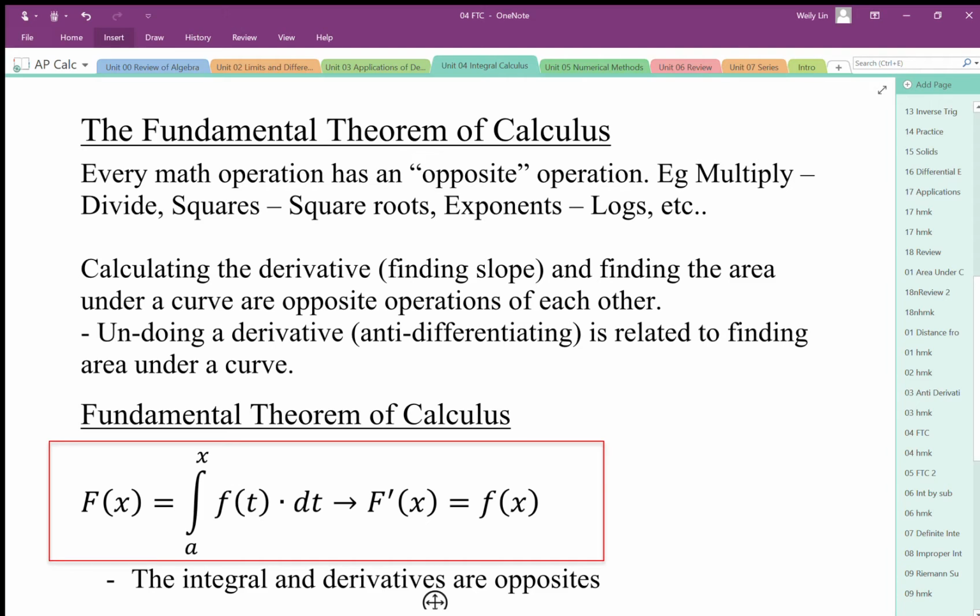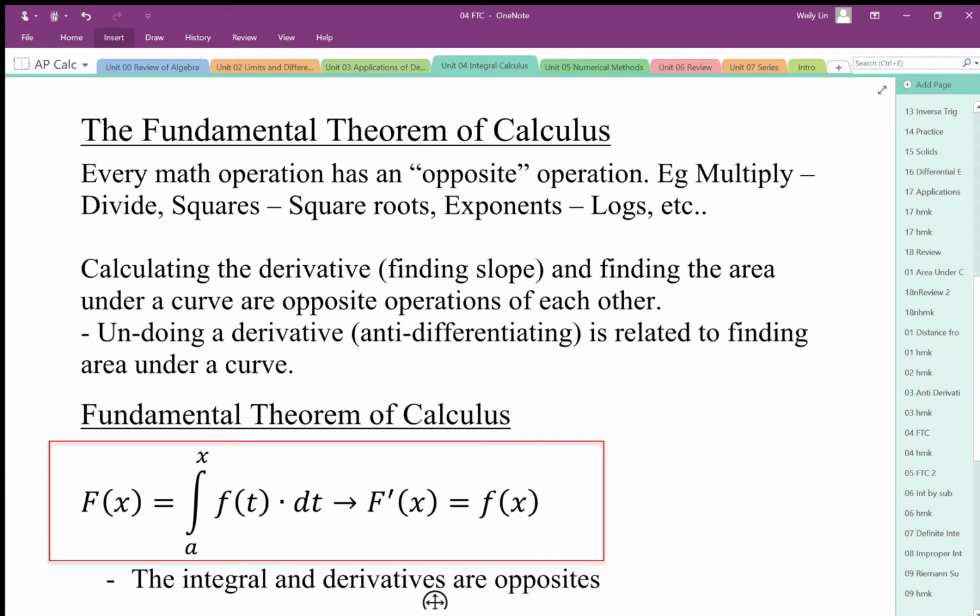When we want to do something in math, we can often undo it. So finding a slope function, differentiating, we should be able to undo that. So go from a slope function to its antiderivative function. That's a big part of the fundamental theorem of calculus, connecting to this big idea in math that everything has an opposite operation.